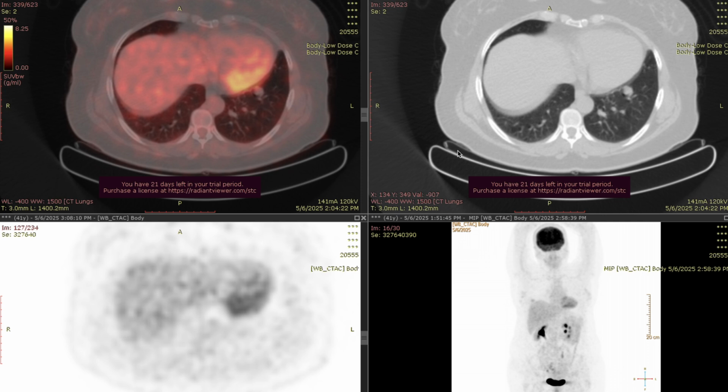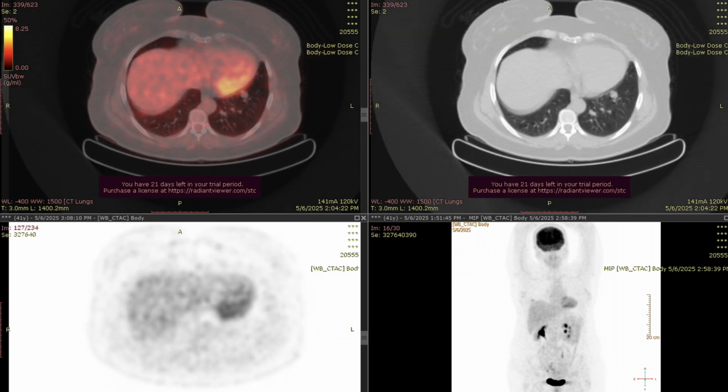So absence of FDG activity in patients with well-differentiated papillary thyroid cancer does not exclude metastasis. It only excludes the poorly differentiated process inside the metastatic lesion, which is a very, very important point.